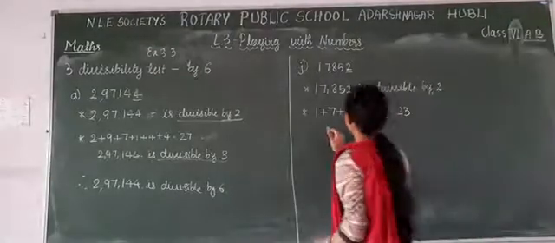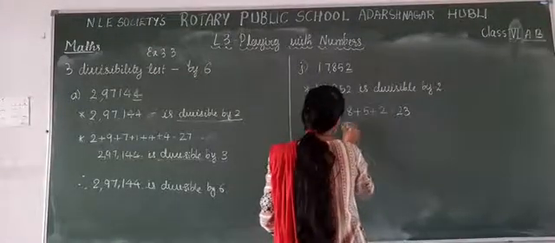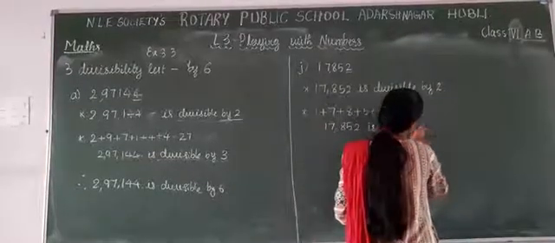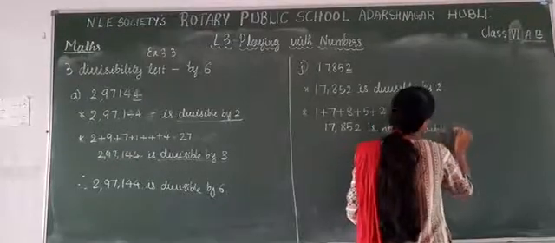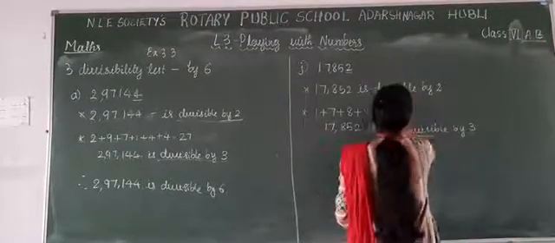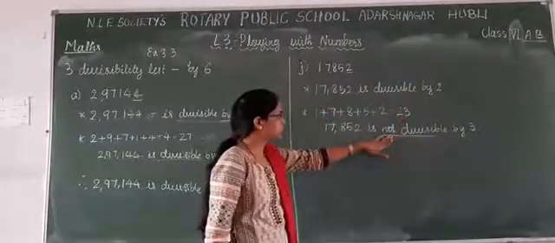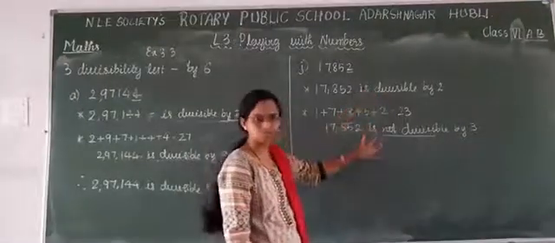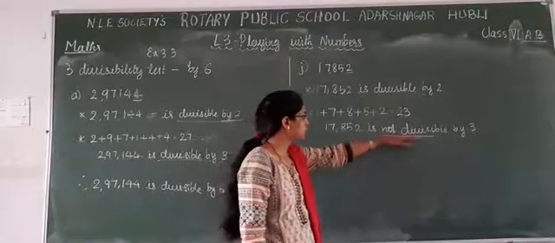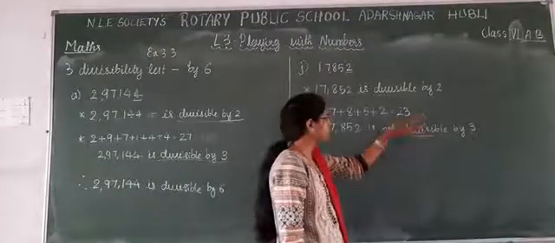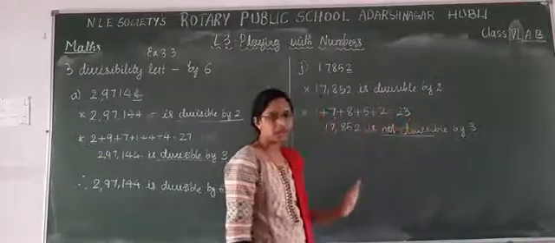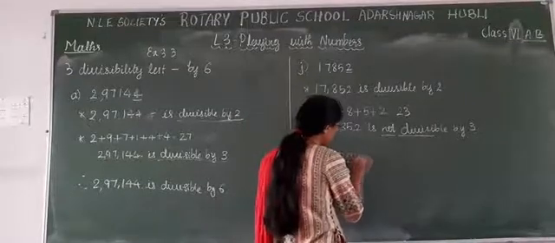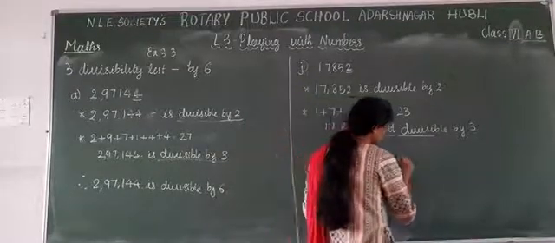So 17,852 is not divisible by 3. If a number is divisible by 2 but not by 3, then the number is not divisible by 6. It has to obey both the cases. When it fails to obey the divisibility test of 3, then we say that this number is not divisible by 6. 17,852 is not divisible by 6.